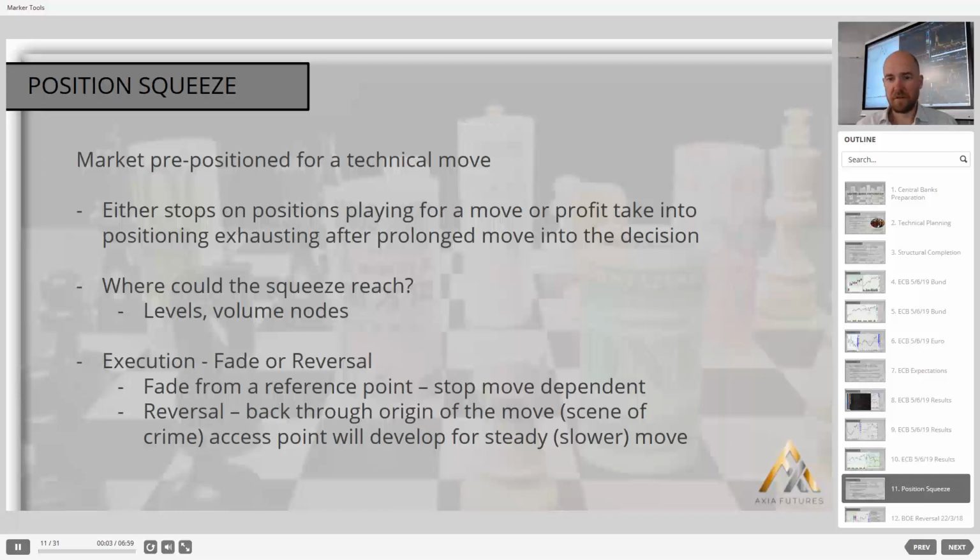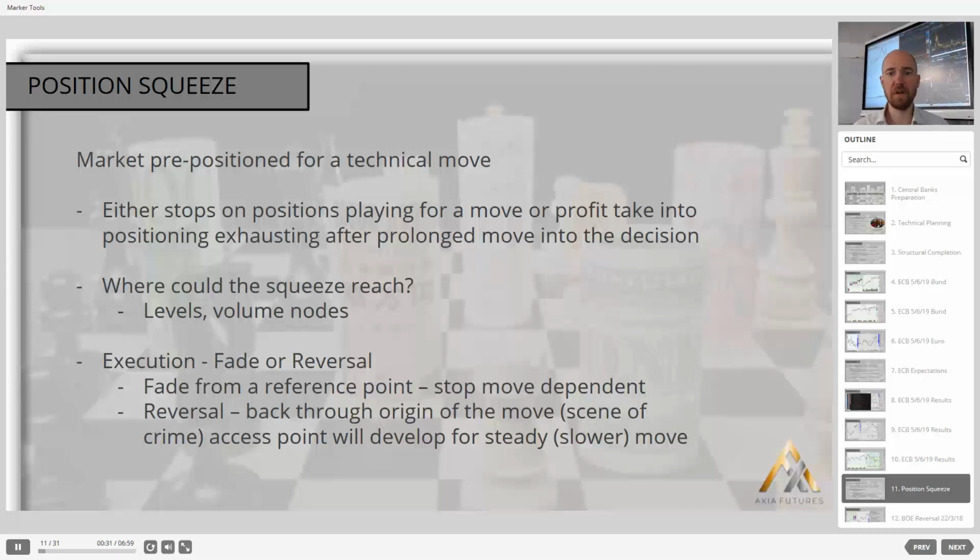Okay guys, so on to the second technical play that you get over a central bank, and this is a position squeeze trade. Now, the whole premise of this move is that the market is pre-positioned, either pre-positioned for a technical play or pre-positioned in the expectation of the central bank acting in a certain way. So you've got two different types of squeeze here.